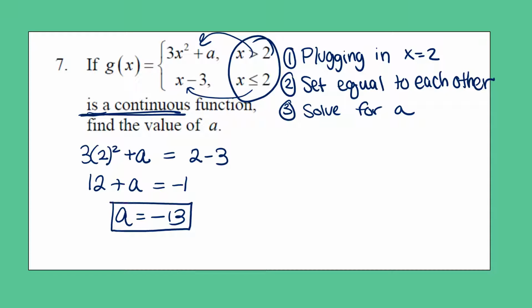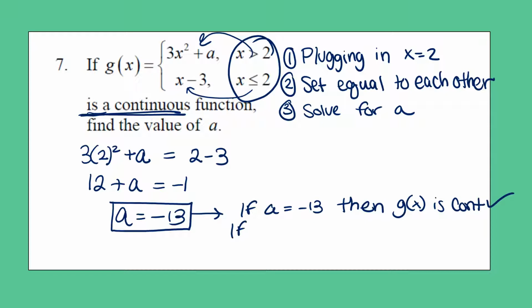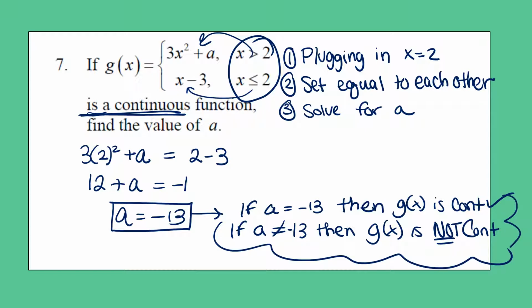We have found what the problem's asking. So what this means is if a equals -13, then g of x is continuous. If a is literally any other number other than -13, then g of x is not continuous. All right, you guys, that is a very common problem. They like to kind of embed that one, especially in free responses.